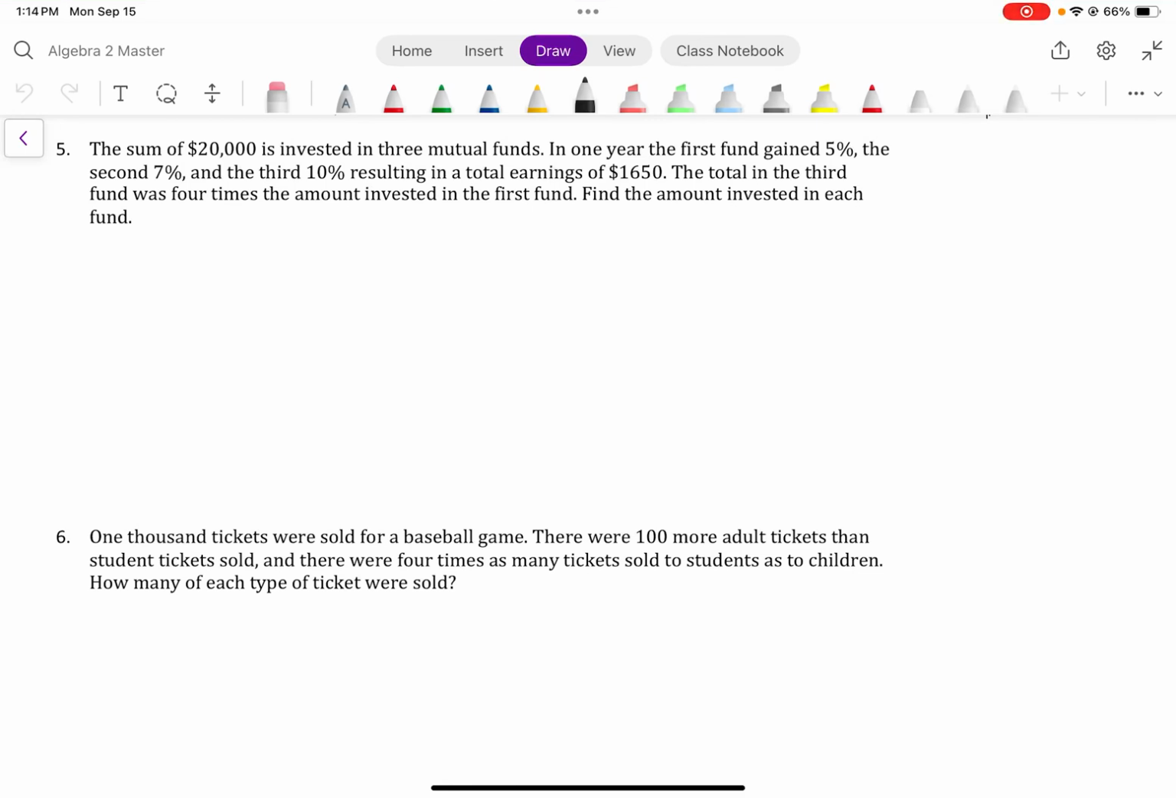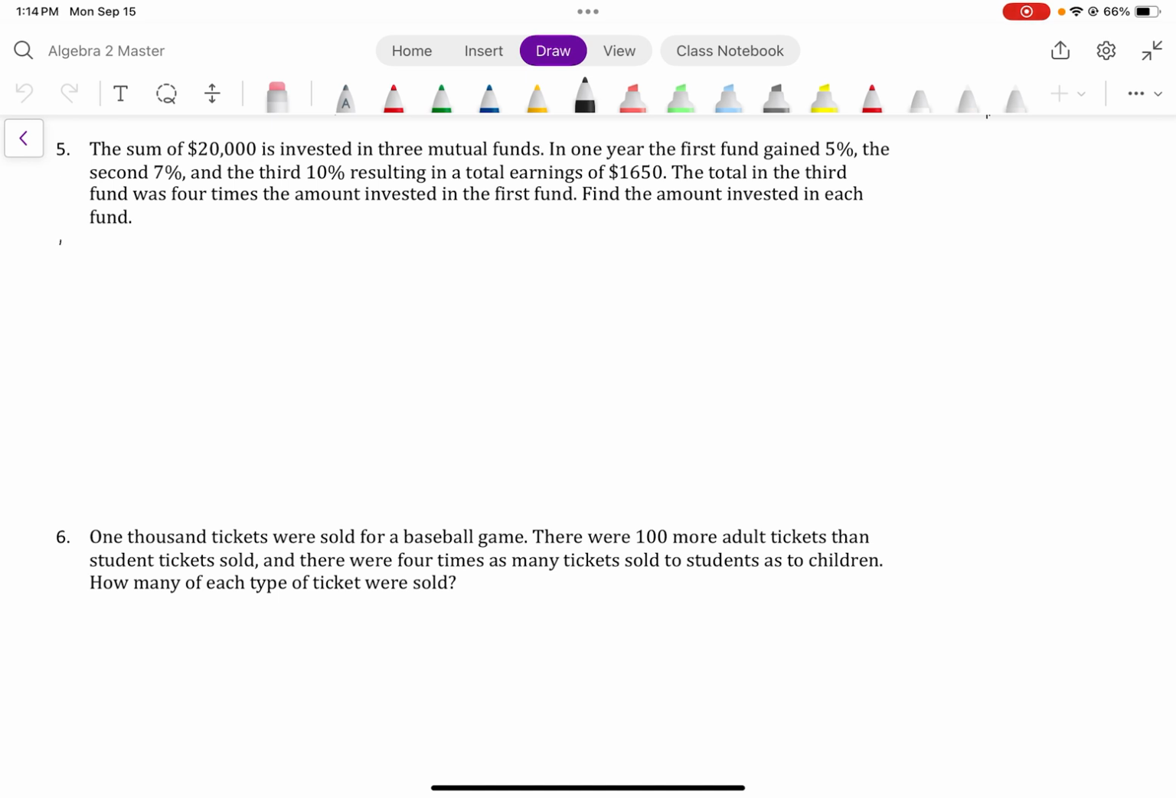In this video, we're going to go through an investing word problem. So number 5 here, it says the sum of $20,000 is invested in 3 mutual funds. In one year, the first fund gained 5%, the second 7%, and the third 10%, resulting in a total earnings of $1,650. The total in the third fund was 4 times the amount invested in the first fund. Find the amount in each fund.